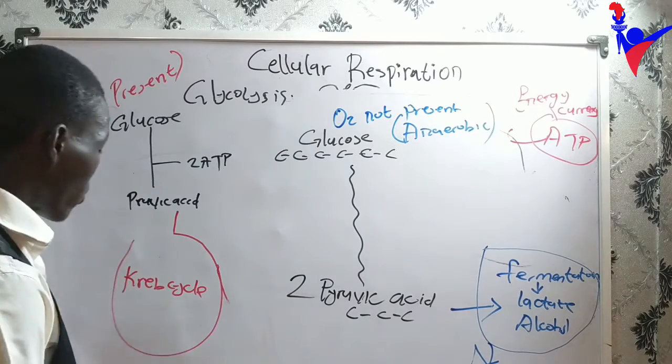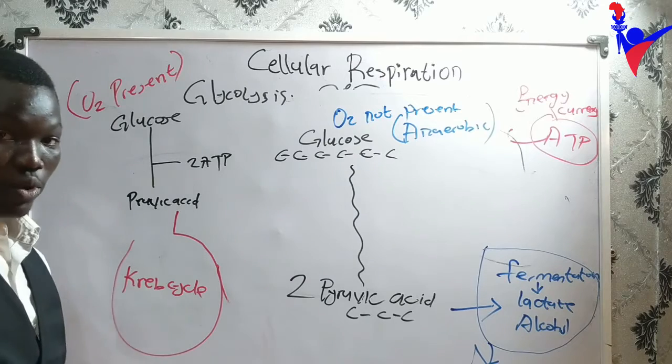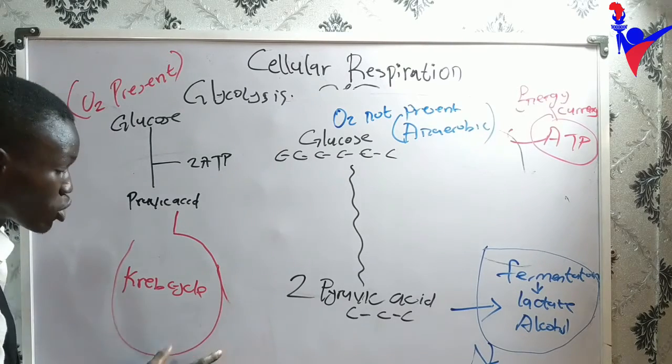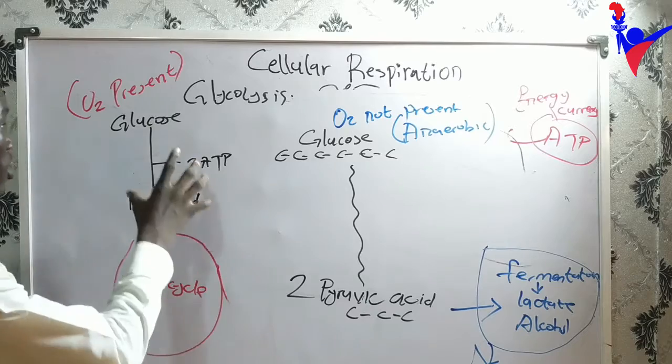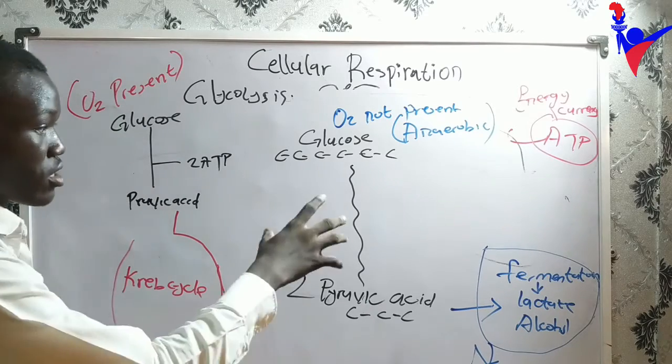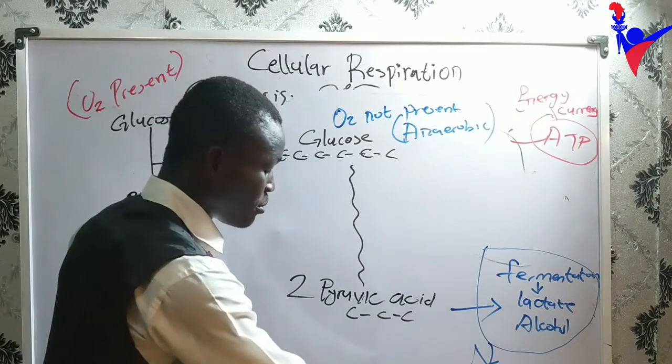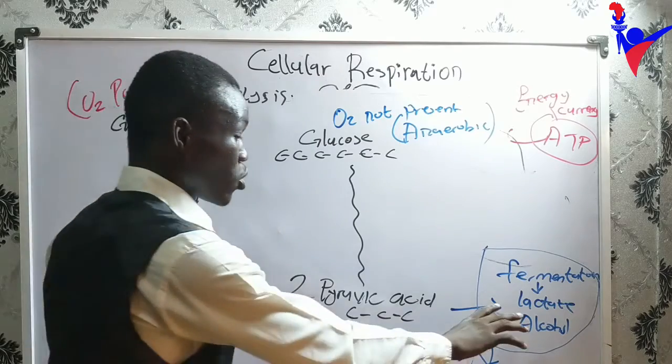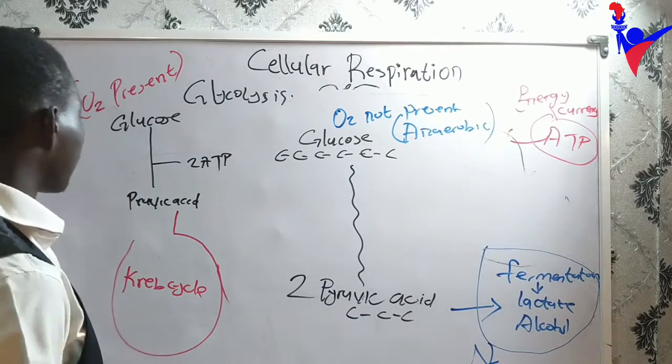But when there is oxygen and normal respiration, when we are breathing, we produce much more ATP in aerobic respiration. For anaerobic respiration, there is no more ATP produced. It just stops at the fermentation. So let's now go into details.